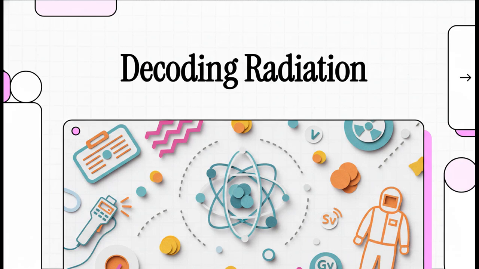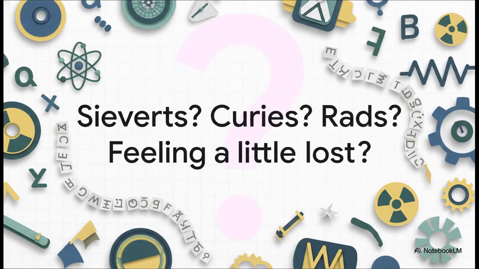Today, we're diving into a topic that sounds super complex but is literally all around us: radiation. We're going to decode how it's measured and finally make sense of all those confusing units you hear about. You know, if you've ever heard terms like sieverts, curies, or rads and felt your head start to spin, you are definitely not alone. The language of radiation can feel like you're trying to learn a whole new alphabet, right?